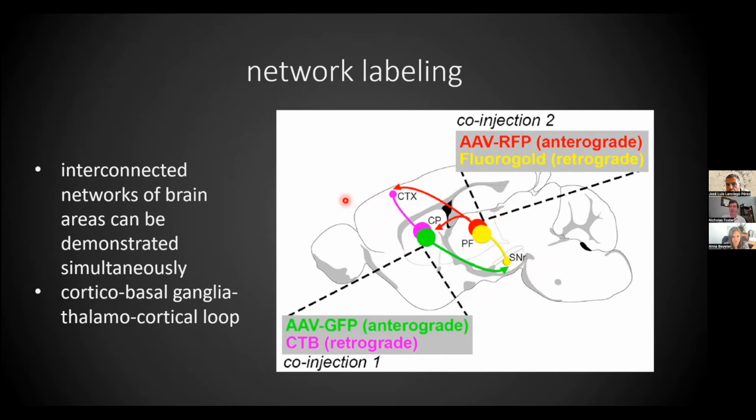This network has been postulated since the 80s at least, but as I was looking at the literature, I realized that it had only been demonstrated in pieces, and all of those pieces had been put together to postulate this loop. This had never been demonstrated in a whole intact loop in a single animal, either anatomically or electrophysiologically. So I realized that demonstrating this loop could be possible using the double co-injection technique.